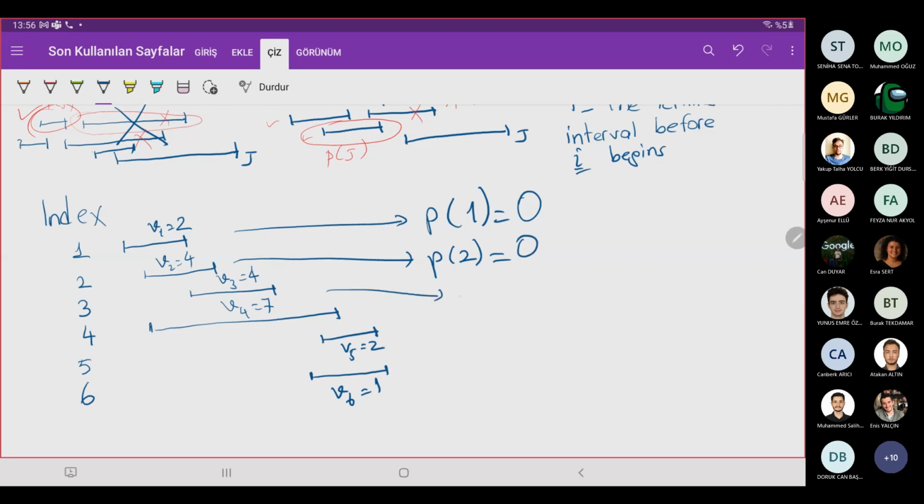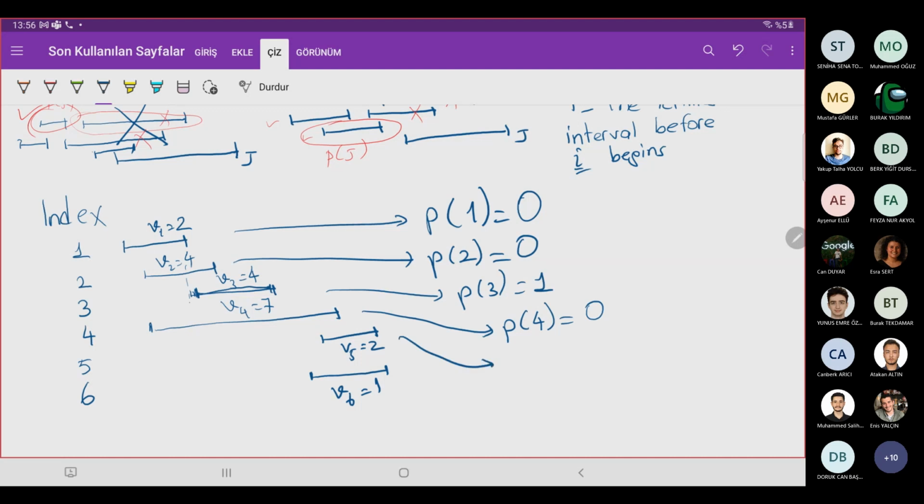With P3, I don't know if it's evident here, but maybe I should have drawn it better. P3 and P1 are disjoint. Because P3 and P1 are disjoint, only interval 1 comes before it, so P3 is 1. So P4 intersects with all others that come before it, so for P4 it's 0.